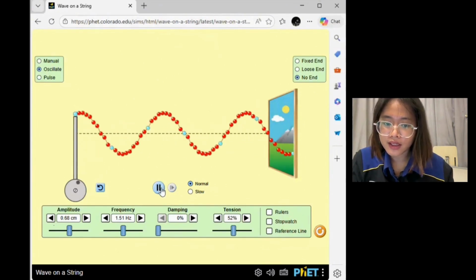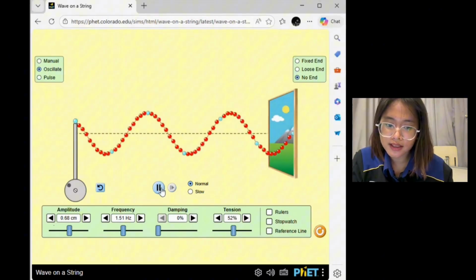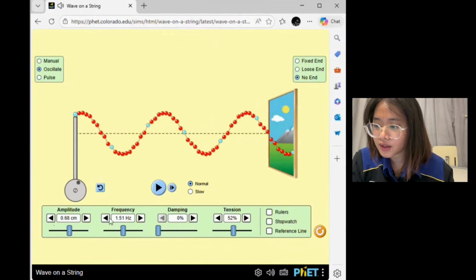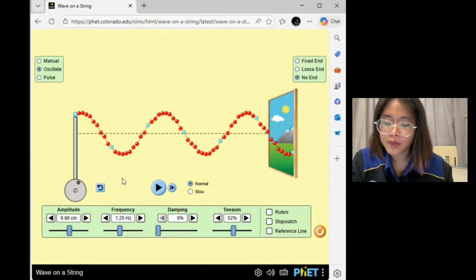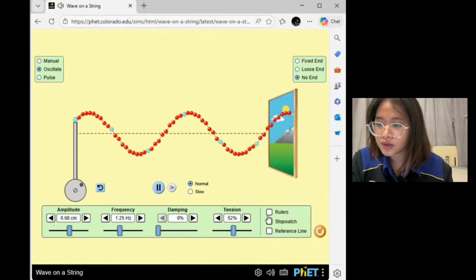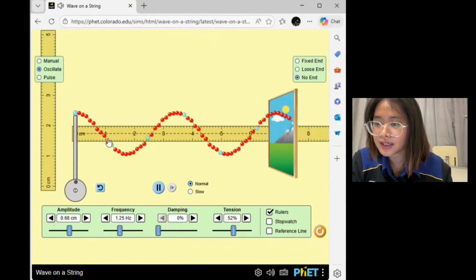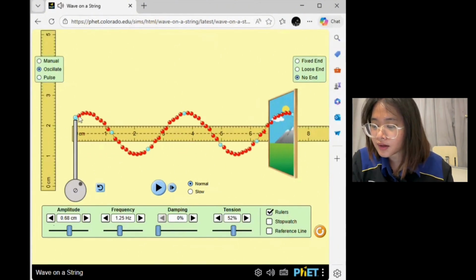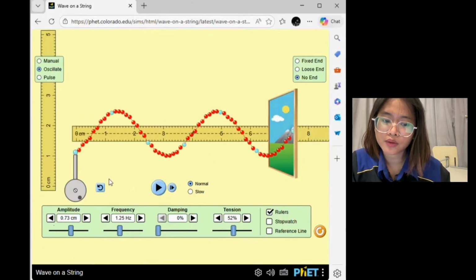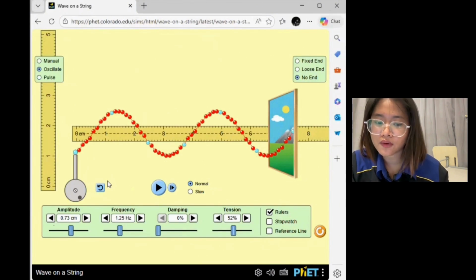Finally, we generate a strong standing wave at 1.25 Hz. We can measure it using the ruler, and we can see the wavelength is 5 centimeters. Using the formula v equals frequency times lambda, we calculate the speed to be 6.25 centimeters per second, which was confirmed by the stable nodes and antinodes.